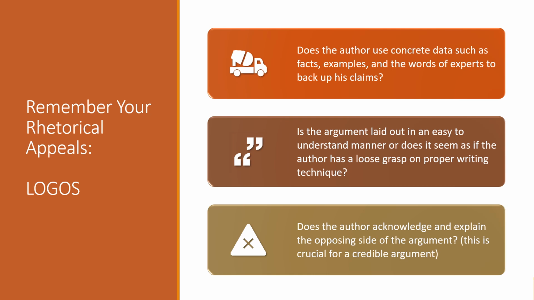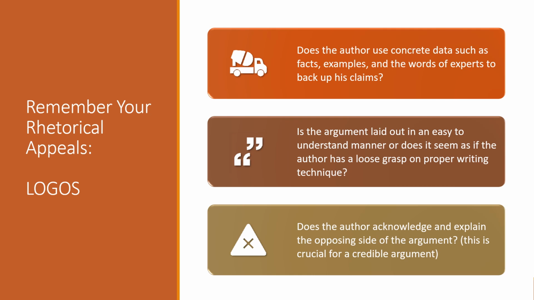Next, we go to logos. And as always, this is really the most straightforward part of any kind of rhetorical piece of work. This is where you're looking for concrete data, facts, examples, how the words back up what the author is saying in a logical way. Is the argument laid out in a way that's easy to understand, or is it kind of all over the place where it jumps from point to point? Even if someone has sound logic, or I should say sound data, if they're not putting it forth in a logical manner, that can affect their logos.